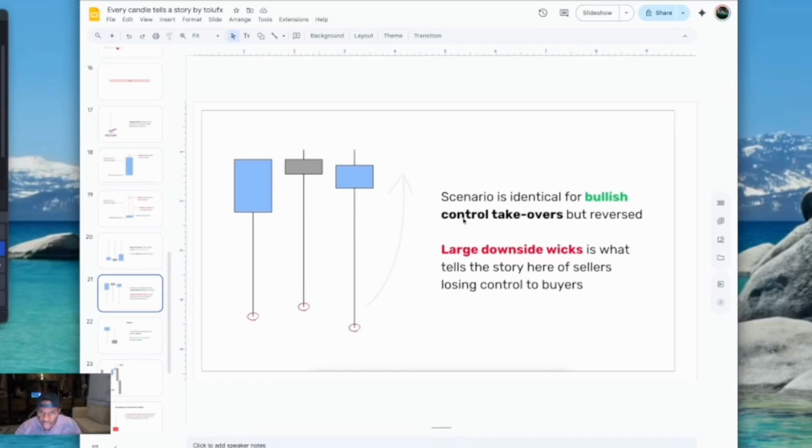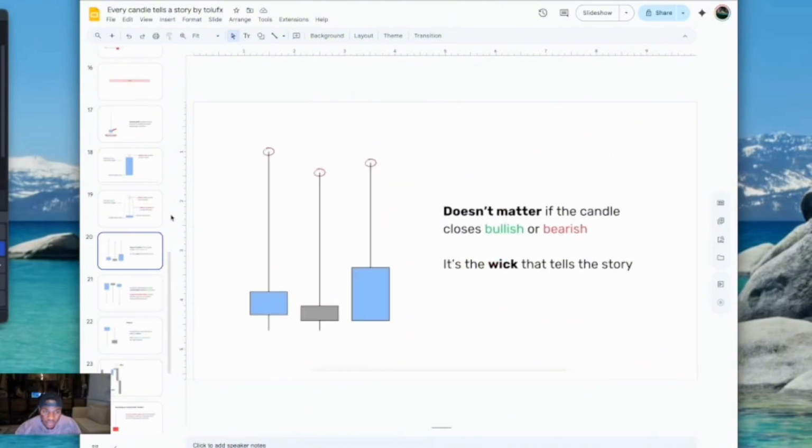Now when we go to the next slide, we can see a scenario that is identical, but reversed, for a bullish control takeover. A large downside wick is what tells the story here of sellers losing control to buyers. Now this is another perfect example. In this case, this is a bearish candlestick that opens here but attempts to close below. But while the market pushed price downward, there was what? A reversal. And who made that reversal? Buyers. Buyers interfered in this market, pushing price from this level back to this level, leaving us with a control shift candlestick. You get?